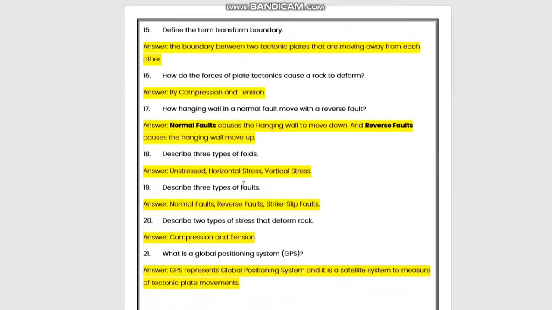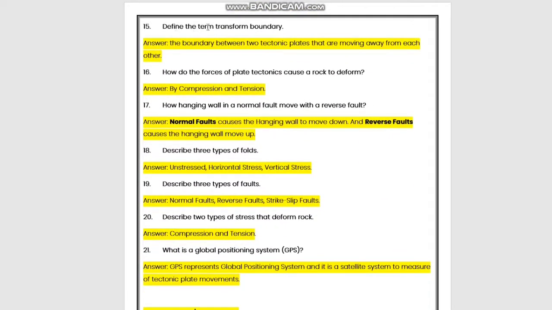Next question, please. Define the term transform boundary. This is like the definition. Answer: the boundary between two tectonic plates that are moving away from each other. Next question. How do the forces of plate tectonics cause a rock to deform? Answer: by compression or tension. This is important as well.